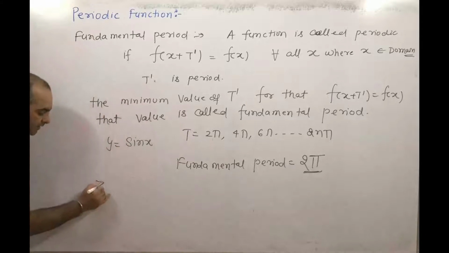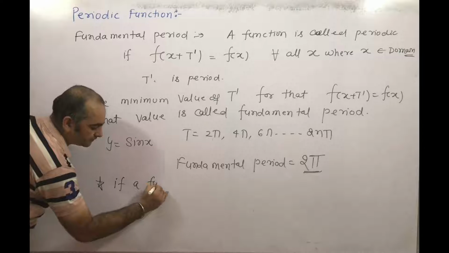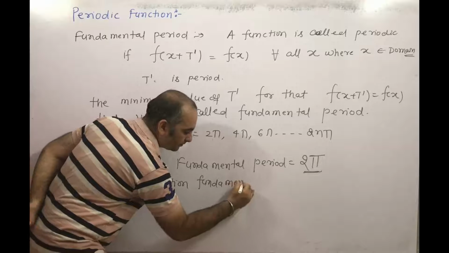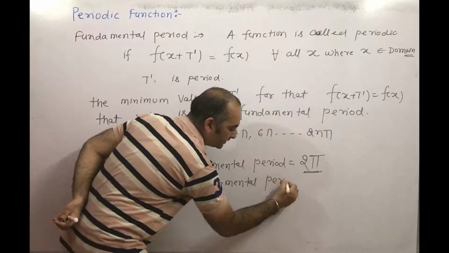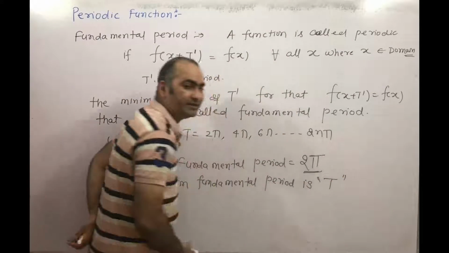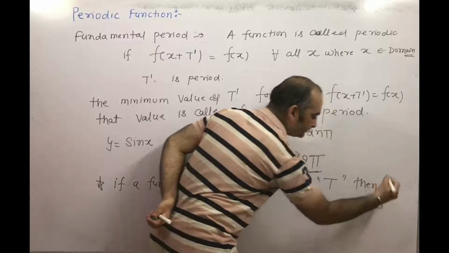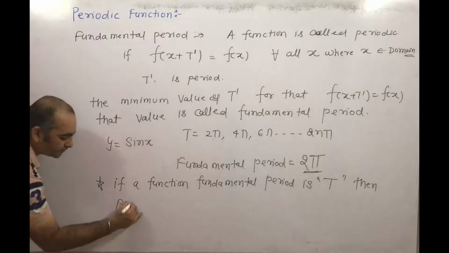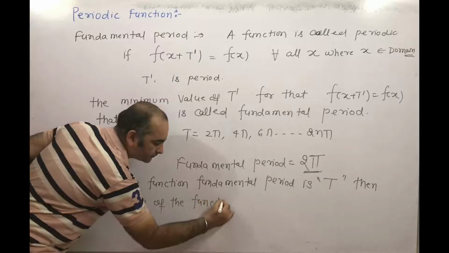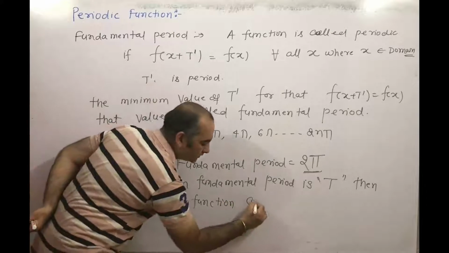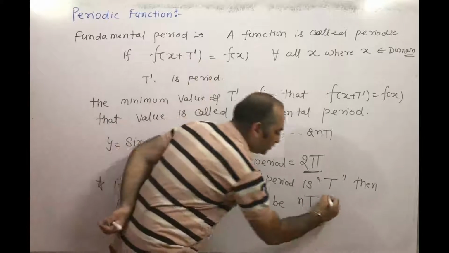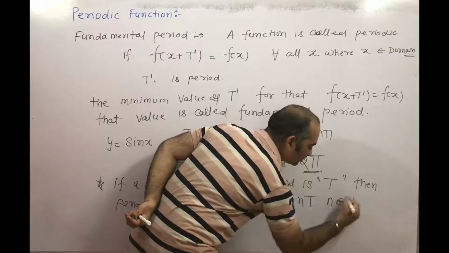Now, if a function's fundamental period is T, then the period of the function can be n times T, where n belongs to natural numbers.